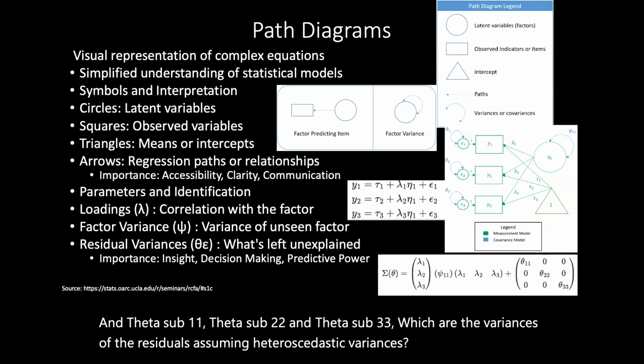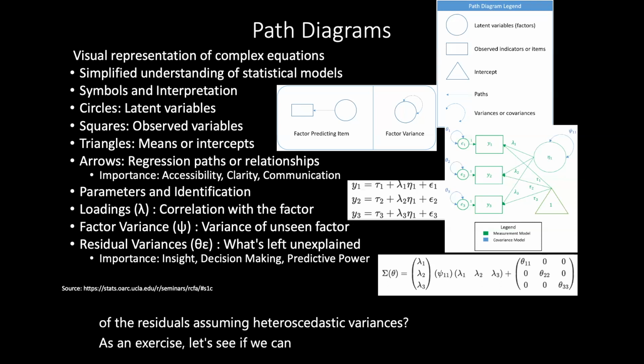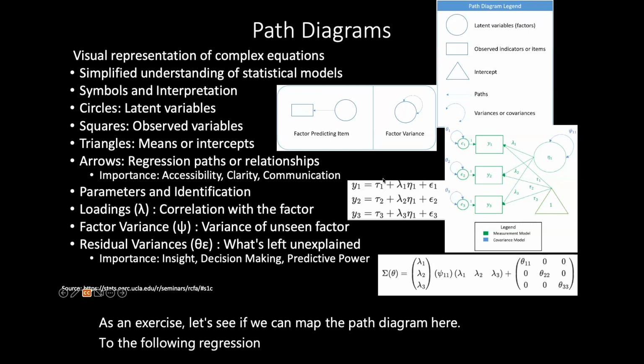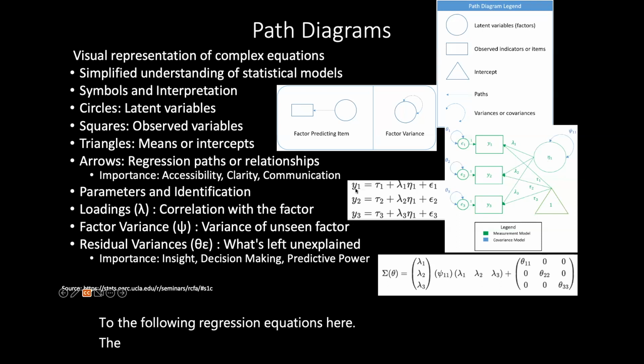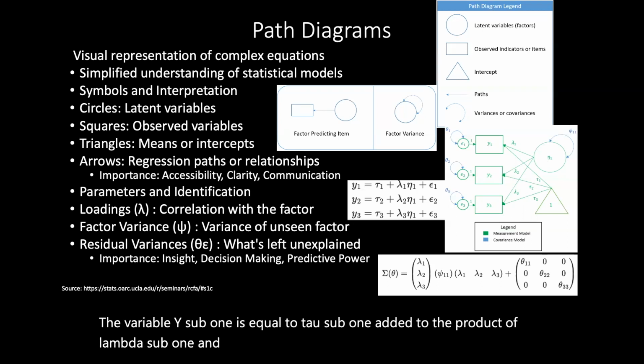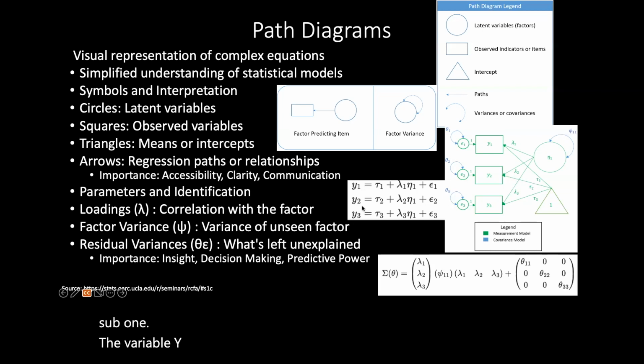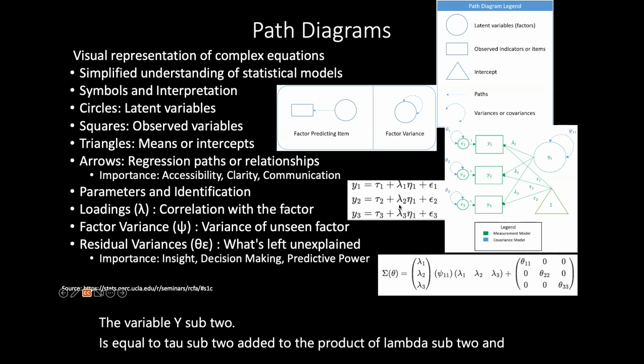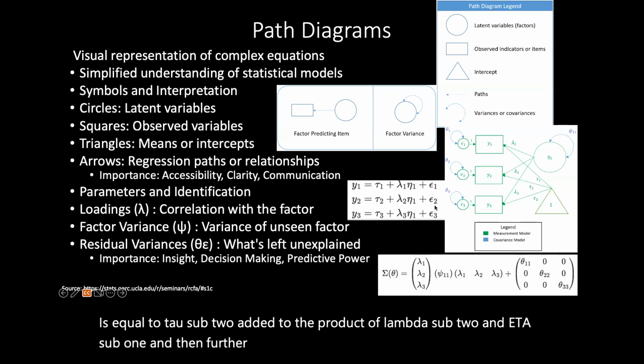As an exercise, let's see if we can map the path diagram here to the following regression equations here. The variable y sub 1 is equal to tau sub 1 added to the product of lambda sub 1 and eta sub 1, and then further added to epsilon sub 1. The variable y sub 2 is equal to tau sub 2 added to the product of lambda sub 2 and eta sub 1, and then further added to epsilon sub 2.